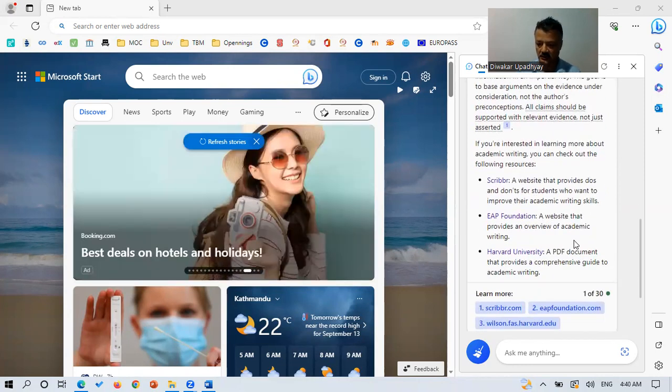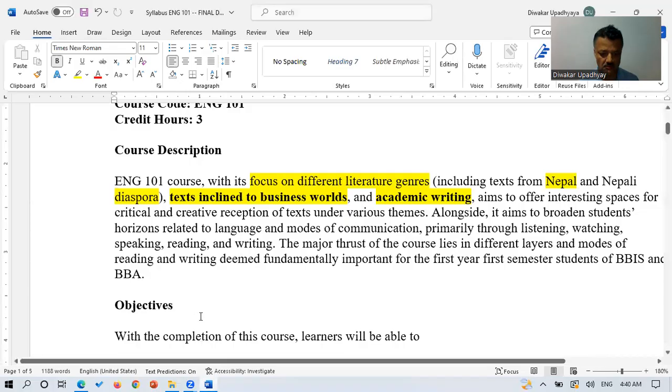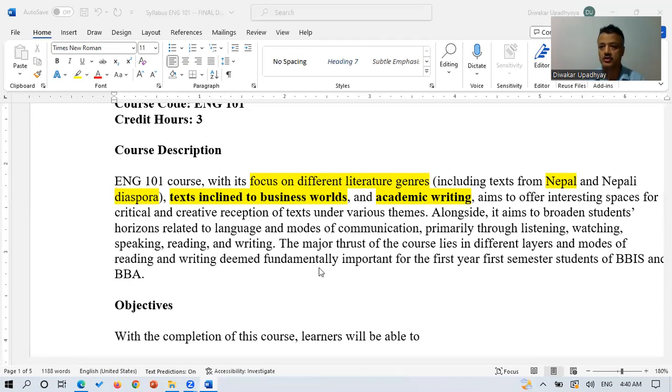Okay, that's all about what academic writing is. Let's come back to our curriculum and keep reading. So in this course, you will study texts on academic writing. It aims to offer interesting spaces for critical and creative reception of text. So the writings you have in this course are creative as well as critical, and it says critical reception of text.